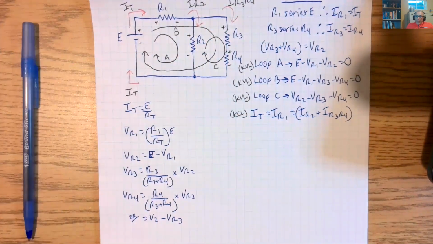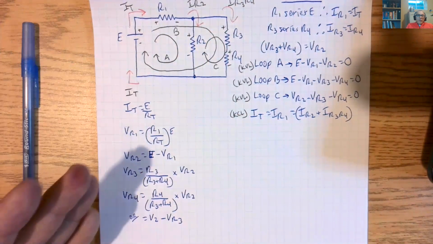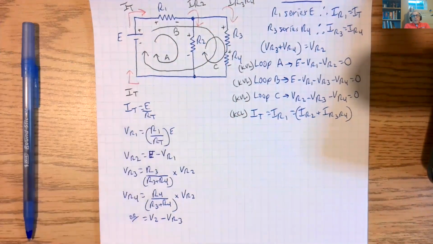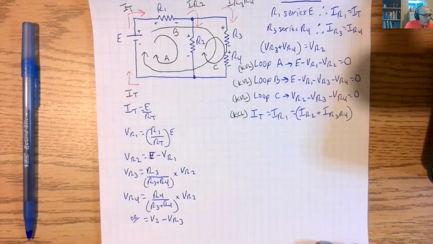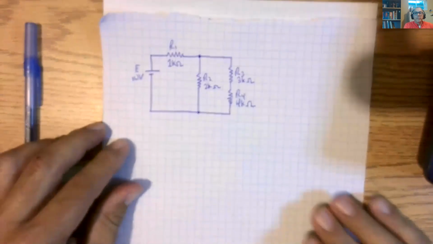Now, there are different ways to find this. We could have found VR3 by finding IR3 by doing IT minus IR2, and we could have used Ohm's law. And the way you figure out which formula to use is to create the voltage, current, resistor, power chart. Okay? So let's go to our last example. Let's go to our last example and work this out.